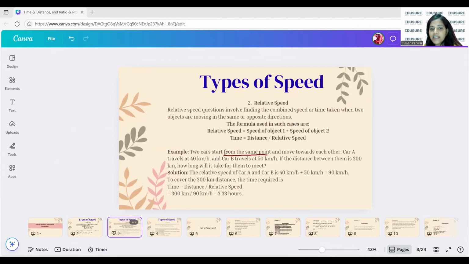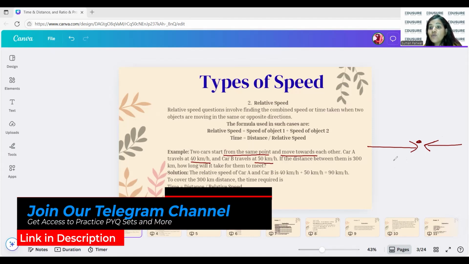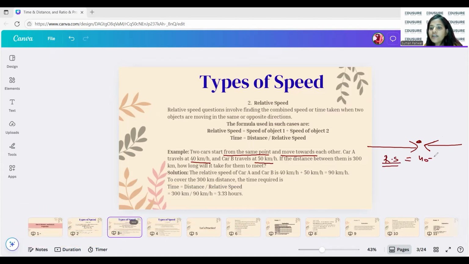Two cars start from the same point and move towards each other. Okay. So basically this is the same point and they are moving towards each other. Car A travels at 40 kilometers per hour and car B travels at 50 kilometers per hour. So they are moving in the opposite direction. So the relative speed in this case will be 40 plus 50, which is 90 kilometers per hour. Okay. If the distance between them is 300 kilometers, how long will it take for them to meet?